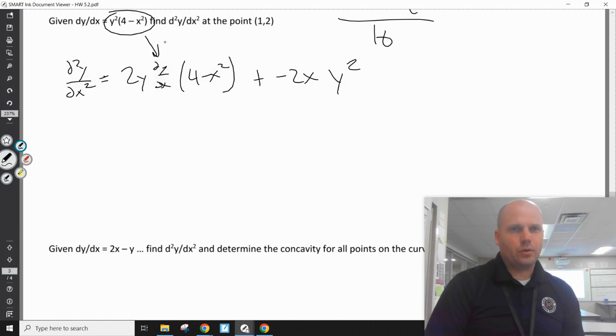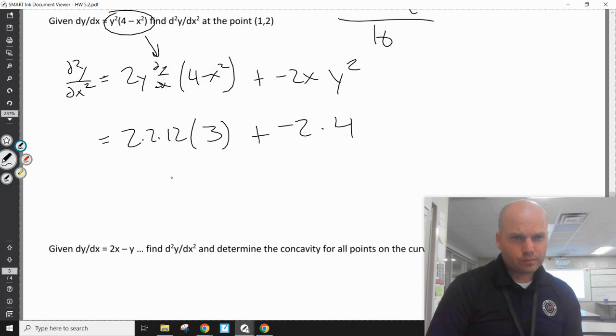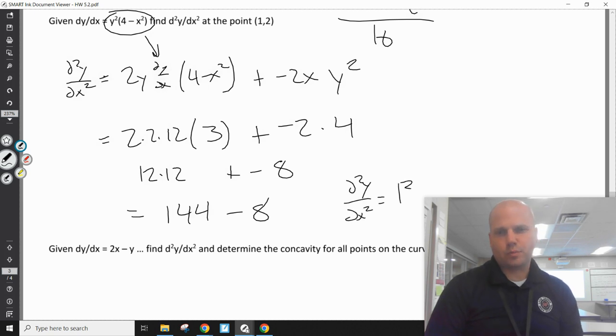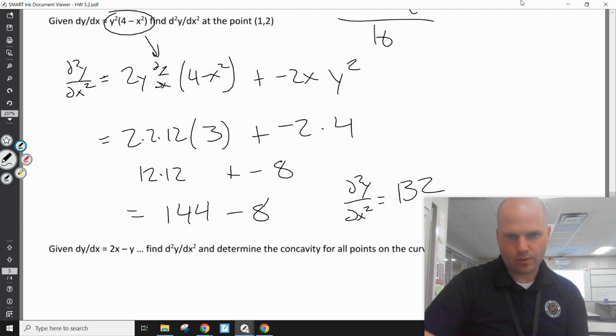If I plug in 1, 2 into dy dx, that's 4 times 3, which is 12. So that goes here. 2 times 2 times 12 times, why am I doing this to myself? 3. That's great. -2 times 4. That's not bad. 12 times 12. That's one of those things that I remembered from a very young age. 144. 132. Yo, this sucker is super concave up. Whatever the original equation is.